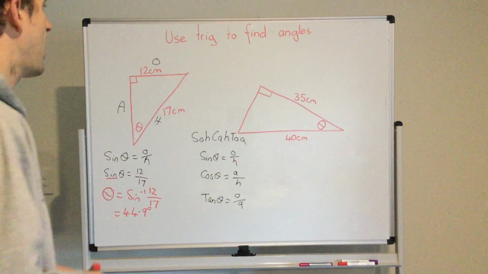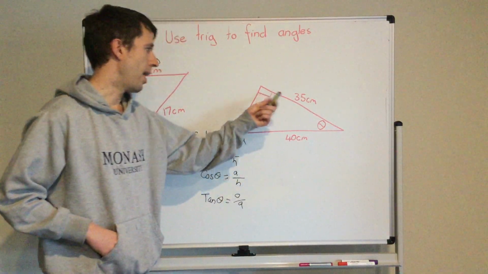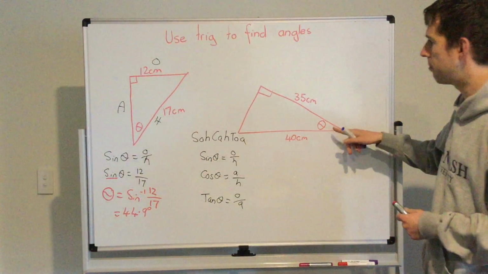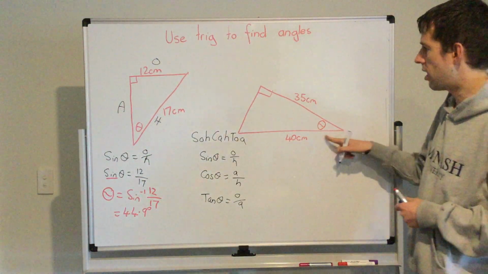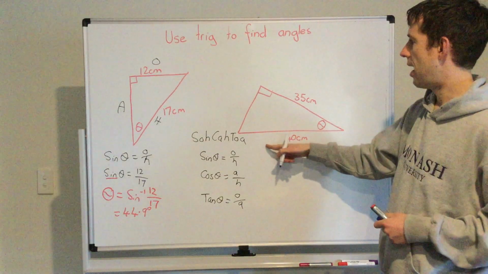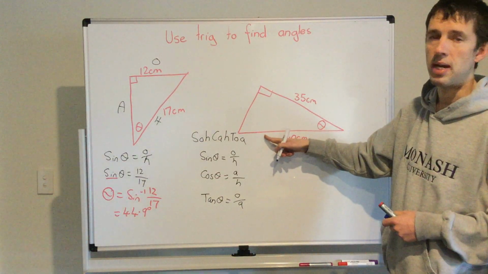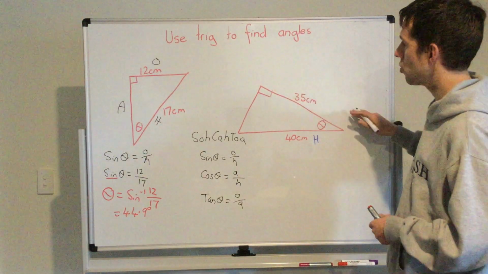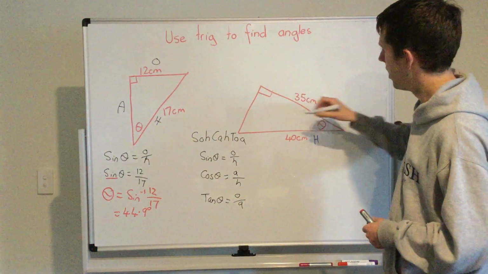Let's have another look at another question that we have. I have a triangle here. If this is my angle that I'm looking at, then I know that this is going to be the hypotenuse. This is adjacent to it, and this is opposite.